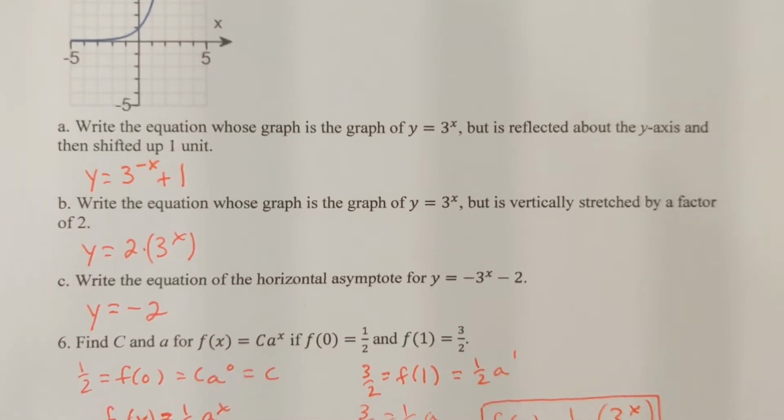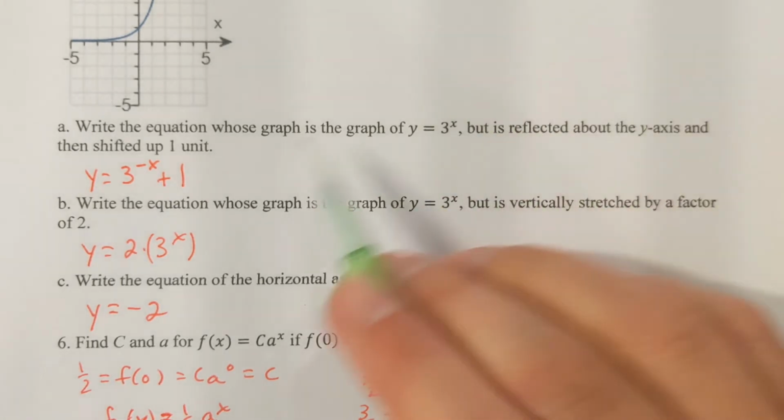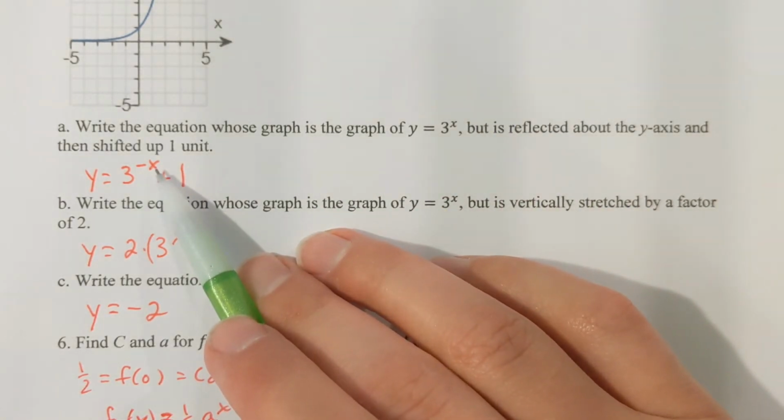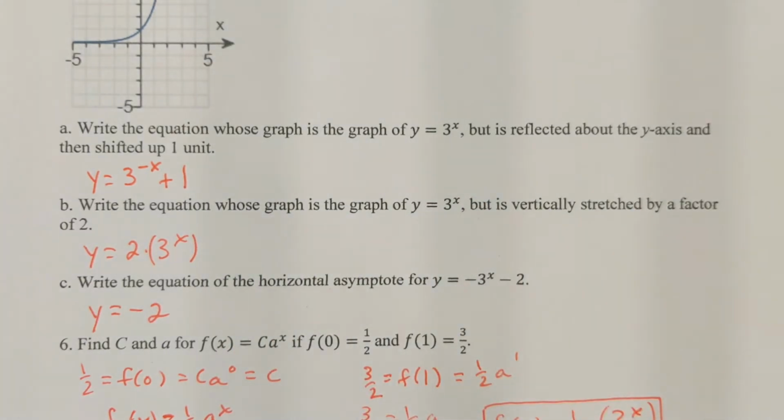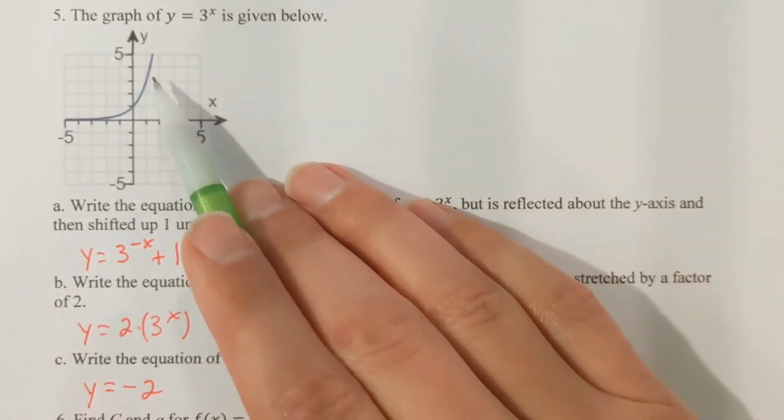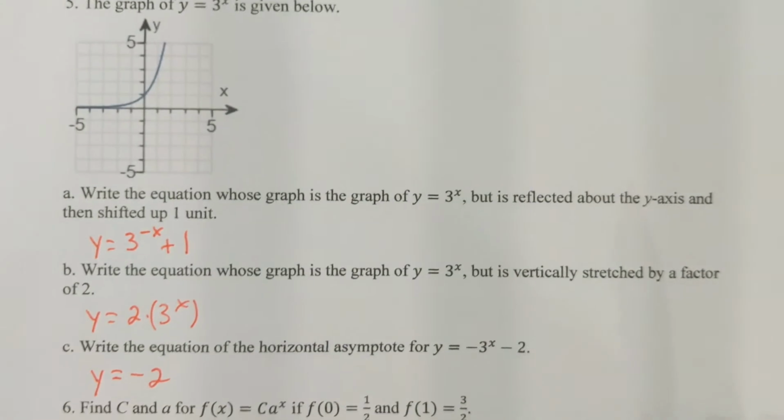Part A, write the equation whose graph is the graph of y equals 3 to the x, but is reflected about the y-axis and then shifted up 1 unit. All right, transformations. So if I'm reflecting about y, then I need to replace x with a negative x. And so I've done that. And then we're going to shift up 1 unit, means that I want to tack on a plus 1 after that 3 to the negative x term. Okay, so y equals 3 to the negative x plus 1, that would be the equation of this graph right here, but reflected about y and shifted up 1 unit.